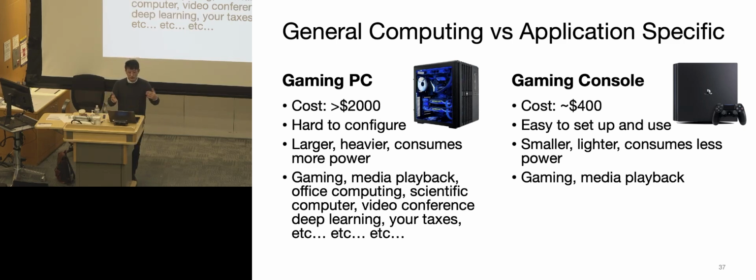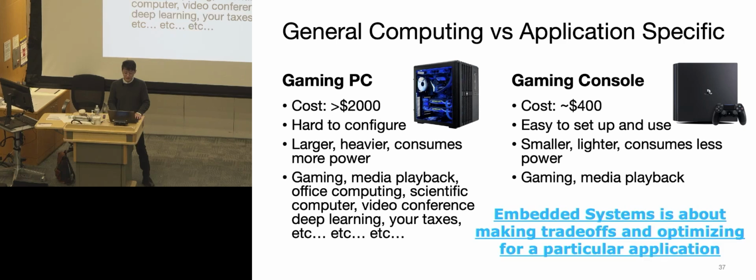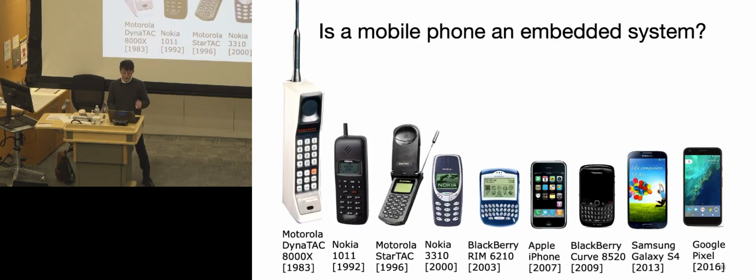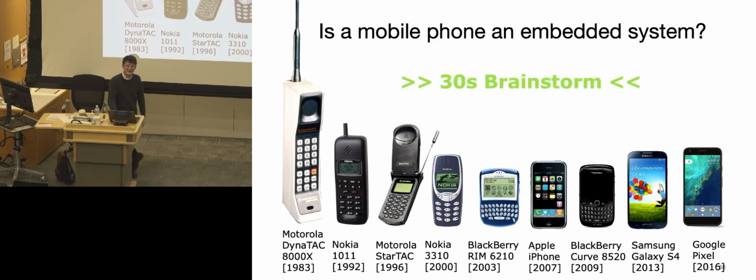And then compared to more general computing devices, these devices tend to be lighter or cheaper or more power efficient. So yeah, embedded systems is about making trade-offs between optimization and cost for a particular application. So is a mobile phone an embedded system? Let's have a 30-second brainstorm or discussion on that.